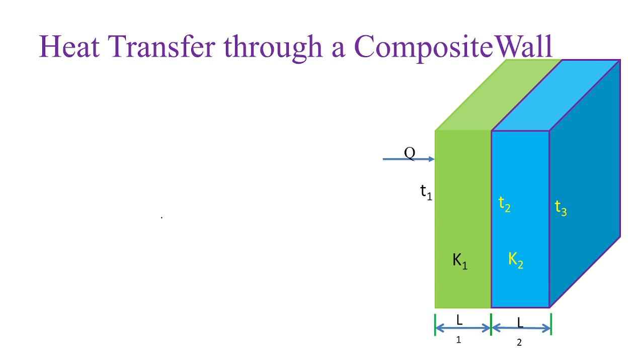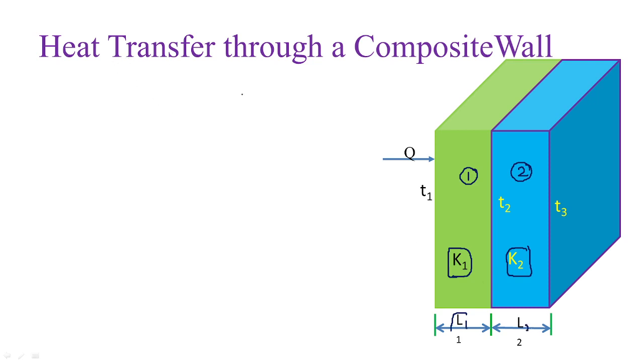Now, see, these composite walls means, for example, when two different materials are joined together, they will have two different thermal conductivities. Let us say thermal conductivity of the first slab as K1, and that of the second one is K2. Now, the thickness of these two slabs are L1 and L2. This is L suffix 1, L suffix 2 here.